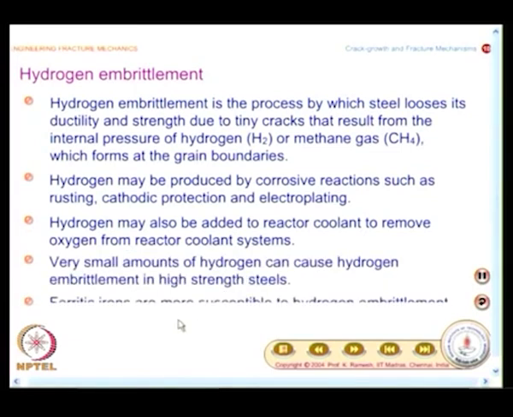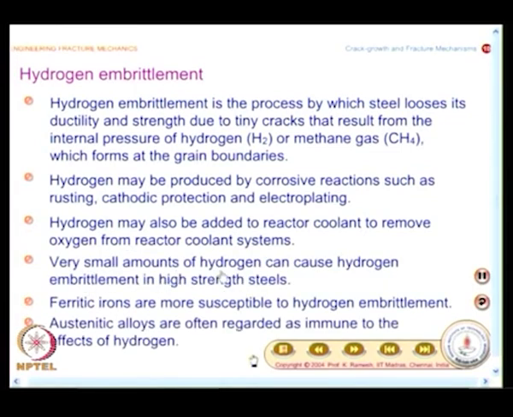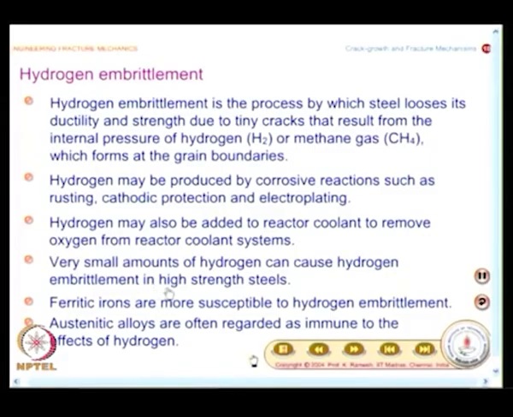And what you will have to notice is very small amounts of hydrogen can cause hydrogen embrittlement. It is not that you require a very high volume of hydrogen gas to give you problems. Small quantities, traces here and there can cause embrittlement. And if you notice, ferritic irons are more susceptible to hydrogen embrittlement. On the other hand, austenitic alloys are often regarded as immune to the effects of hydrogen.